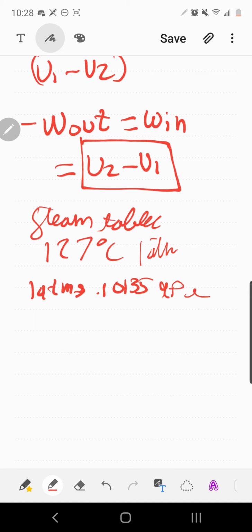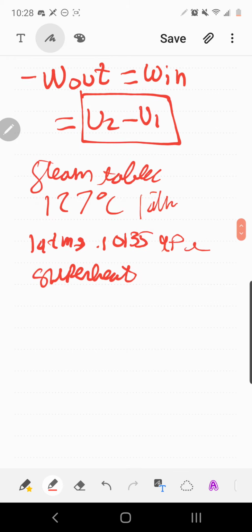If you look at the steam tables, you'll see that we're in the superheated vapor section. You can find that by looking at 127 degrees Celsius and the corresponding pressure, seeing that we're above the pressure line, or looking at the pressure and seeing that we're above the temperature line. You can look at either one of them.